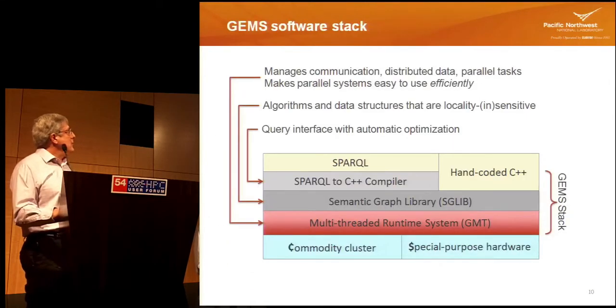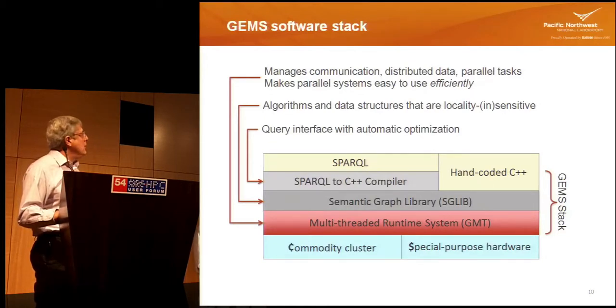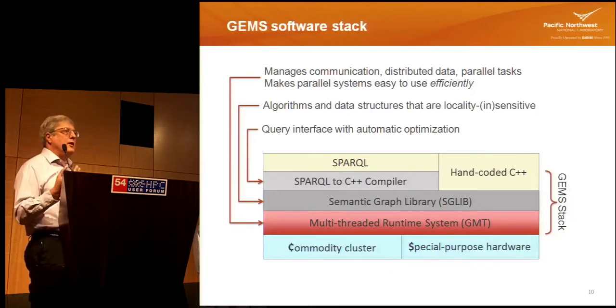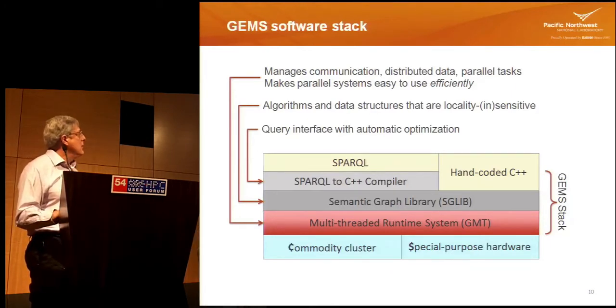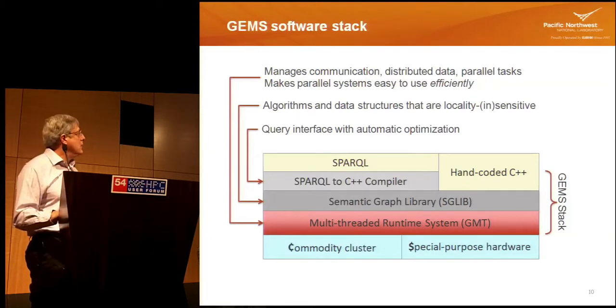So this is a stack we've built. At the top level, we've got, as I say, the Sparkle C++ compiler. And then below that, we have two levels of software. One is the semantic graph library. That's where our data structures are. We have data structures for tables, graphs, dictionaries, and a large number of graph algorithms, including all the ones in Sparkle 1.1, as well as other graph algorithms like shortest path, page rank, connected components, and the like. And below that, we have this multi-threaded runtime system, GMT, that we've built customized for the graph operations that we're doing here.